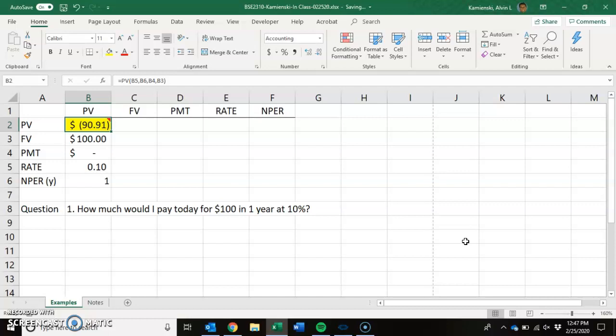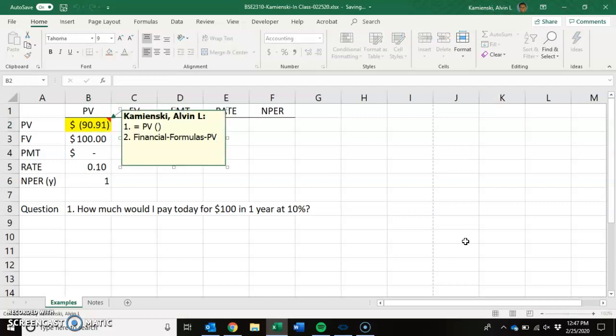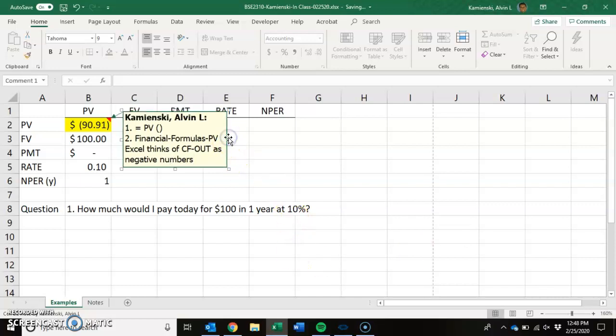Notice then, I'm going to go back into that note, and I want you to look at what's in yellow. Excel thinks of cash flows out as negative numbers. Make this wider so you can see it better. Did you see our answer? How much would I pay for $100 in 1 year at 10%? Excel told you the answer was negative 90.91.